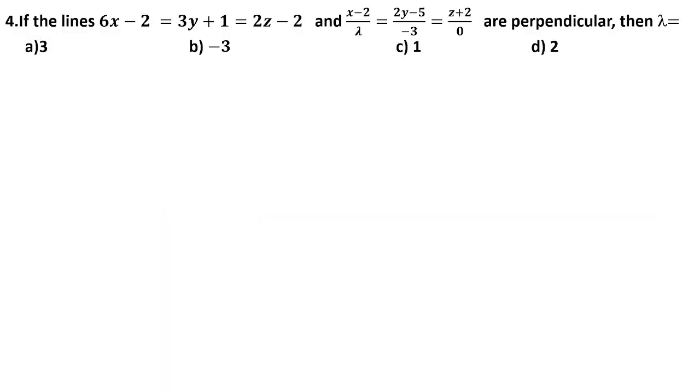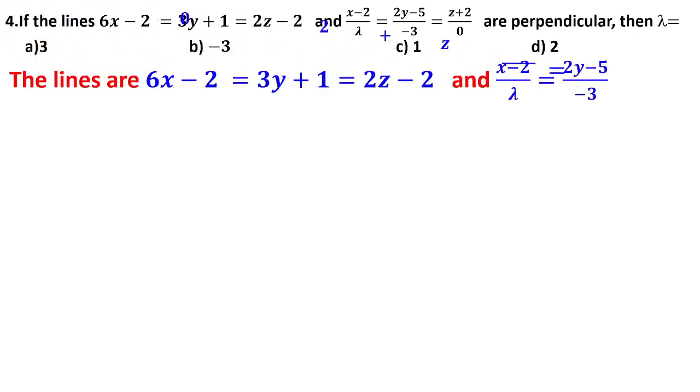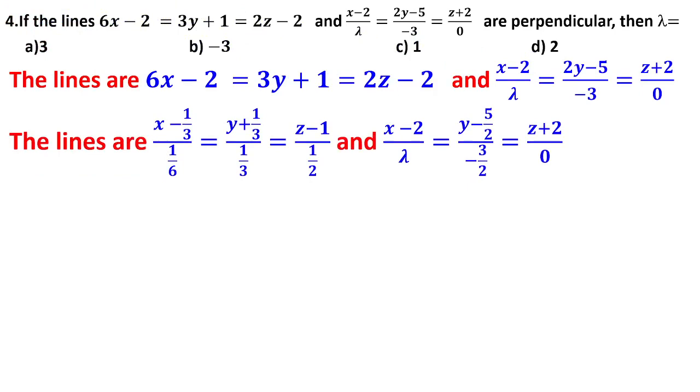Question number 4. If the lines are perpendicular, then lambda is equal to what? You know the condition for perpendicularity: A1 A2 plus B1 B2 plus C1 C2 is equal to 0. Ensure that both the lines are given in standard form or converted into standard form. First line and the second line. First line, I am converting it into standard form by dividing numerator and denominator by 6 for 6x minus 2, 3 for 3y plus 1, 2 for 2z minus 2. Then only it will be converted into standard form.